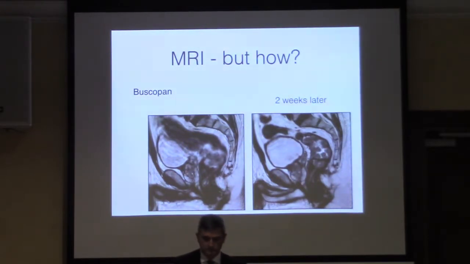polyp cancer. So we now routinely use buscopan for all of our patients that don't have a contraindication, so that's really ischemic heart disease, because all the other contraindications don't really count.